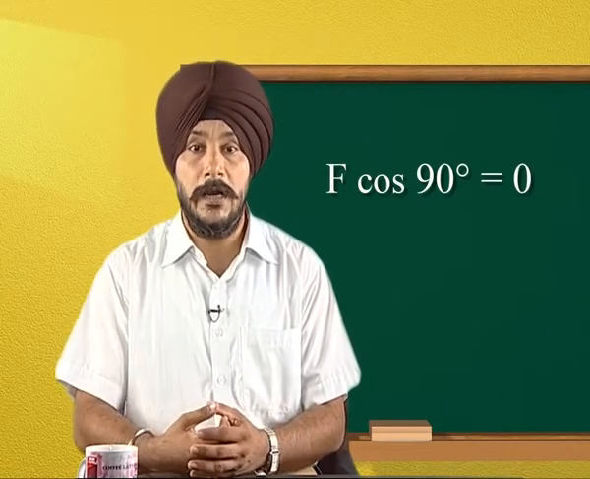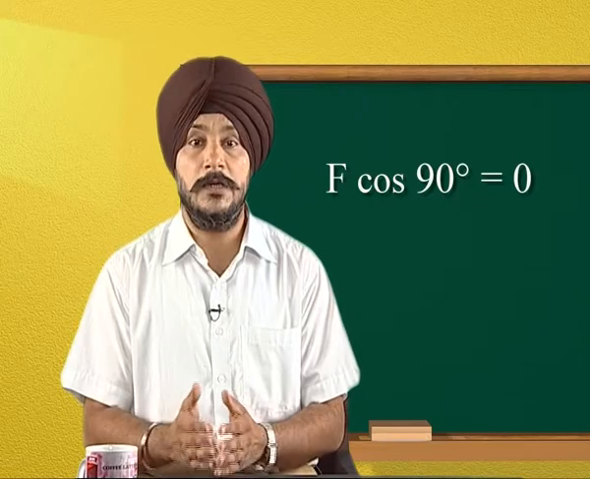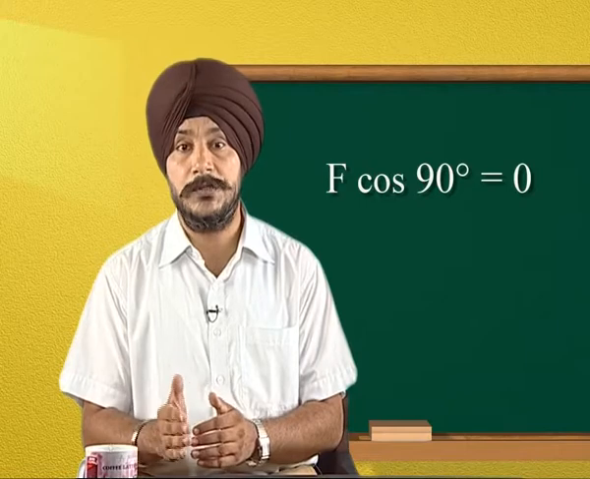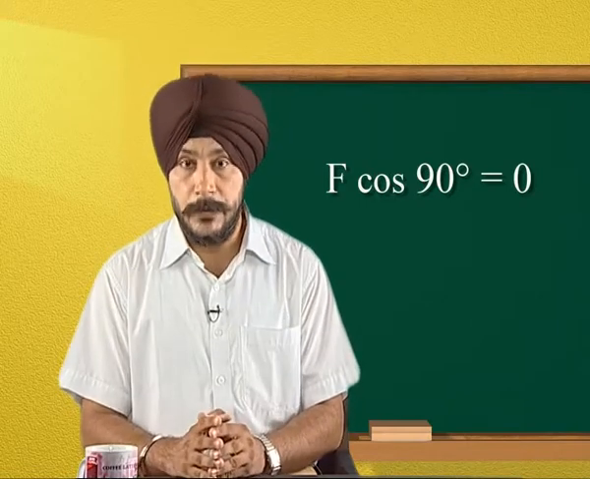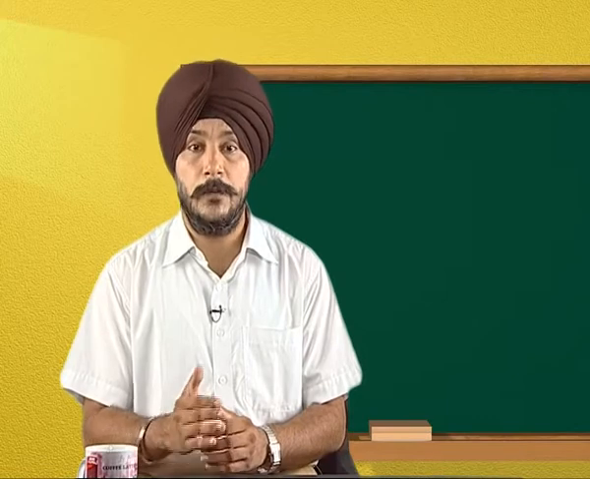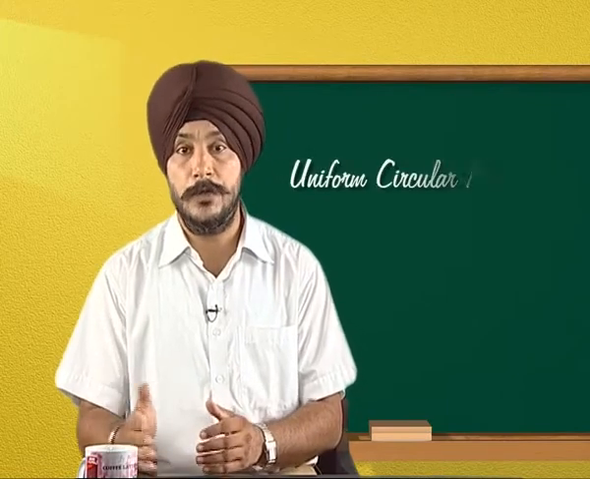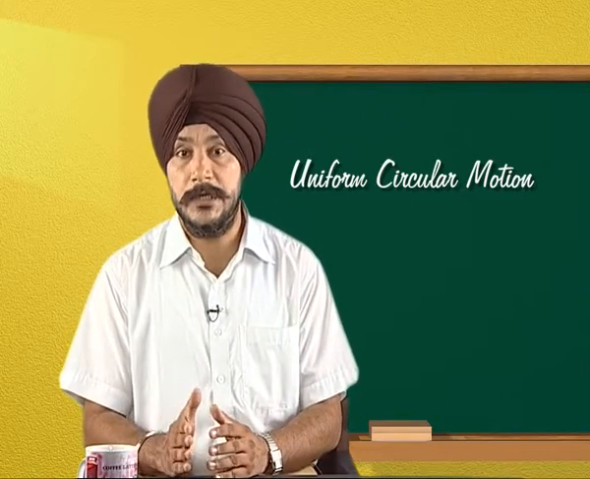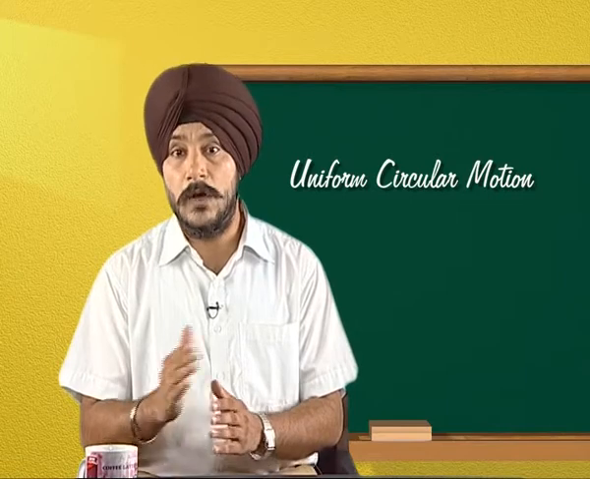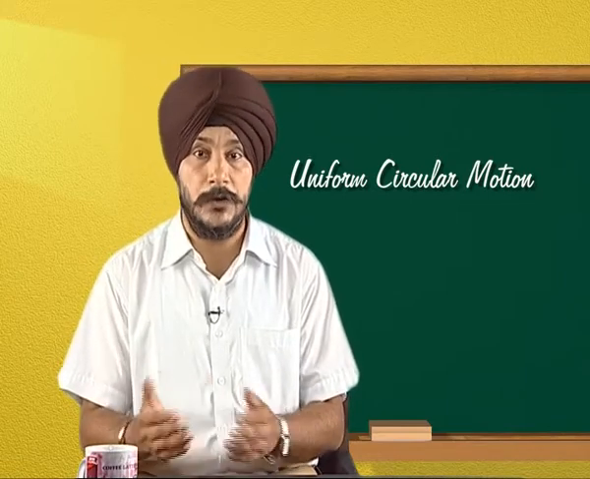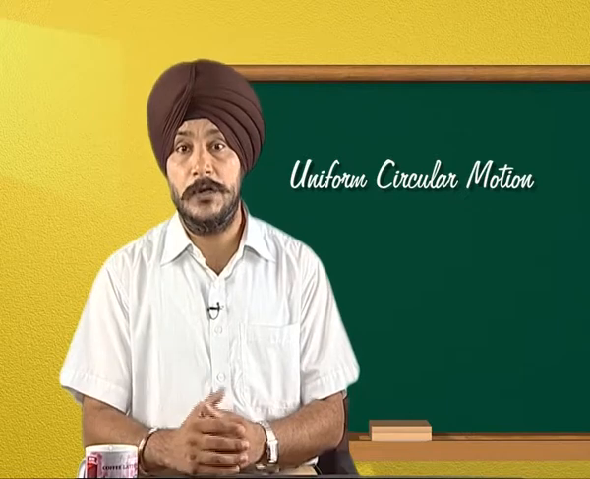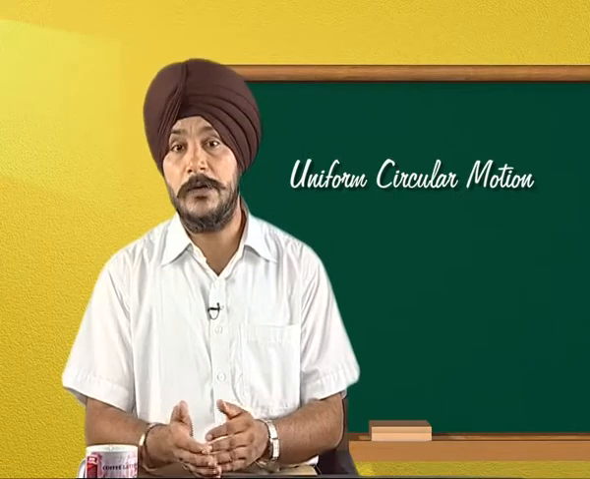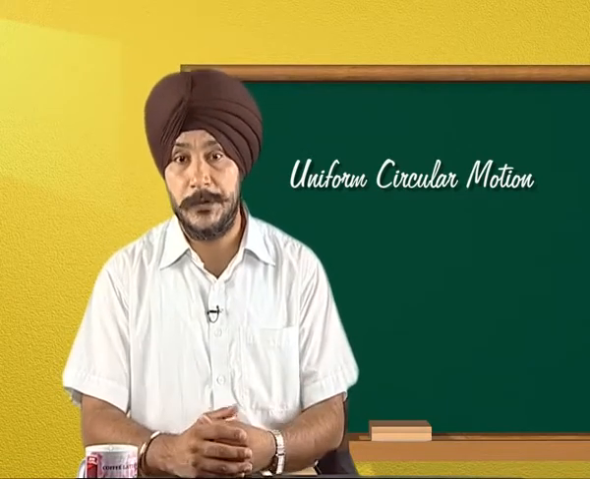This is possible only if the force be perpendicular to the direction of velocity such that its component in the direction of velocity is zero. In particular, this is the requirement for a motion to be uniform circular motion. Briefly, we can say that uniform circular motion needs a force which is always perpendicular to the direction of velocity. Since the direction of velocity is continuously changing, the direction of force being perpendicular to velocity should also change continuously.